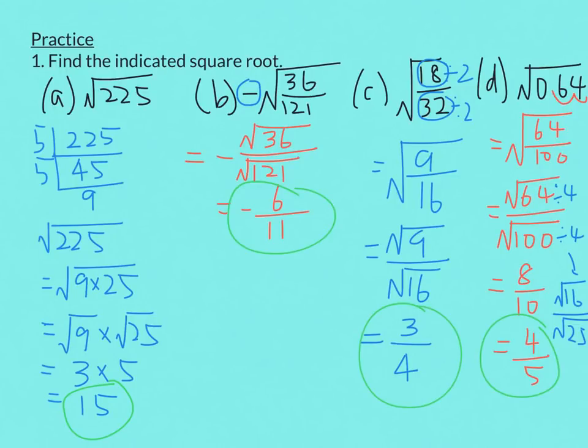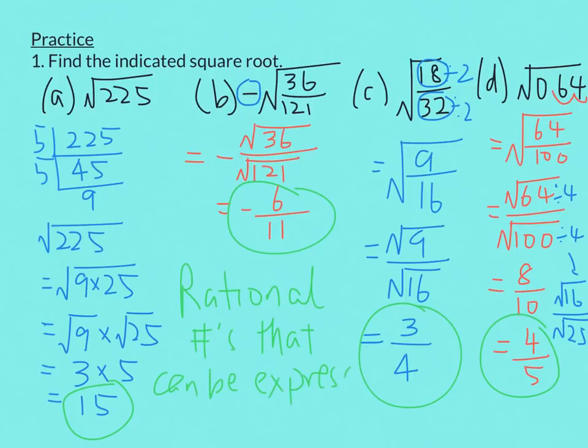If you have noticed, all the answers we get in these 4 examples are either in fraction form or whole number, and this is what we call rational numbers. So they are numbers that can be expressed as a fraction. And so all the square roots are considered rational square roots.